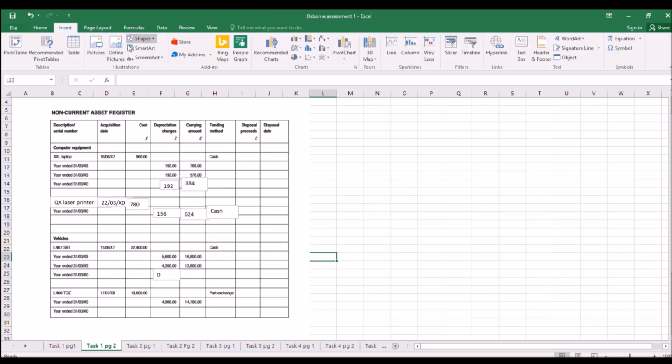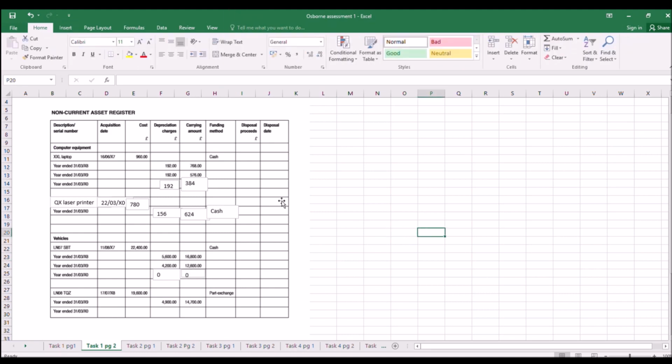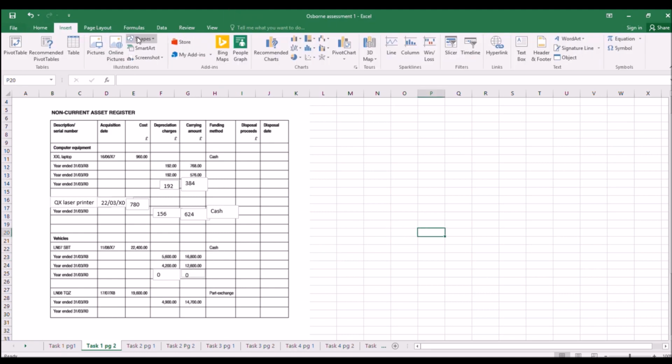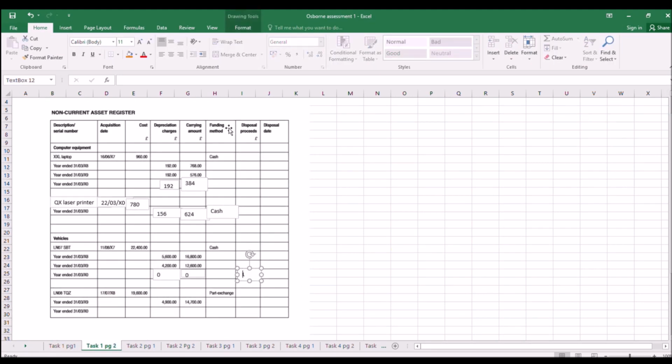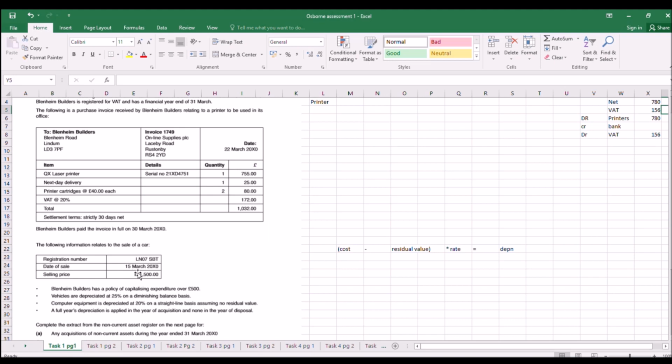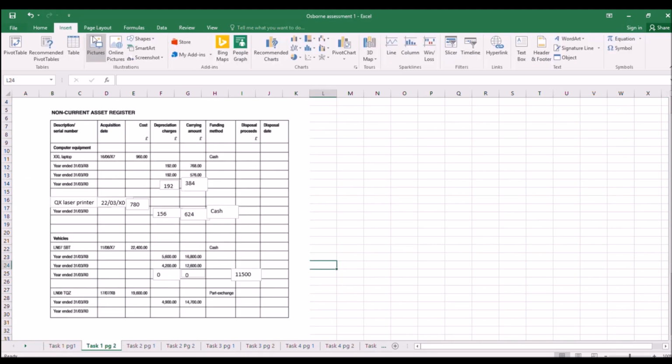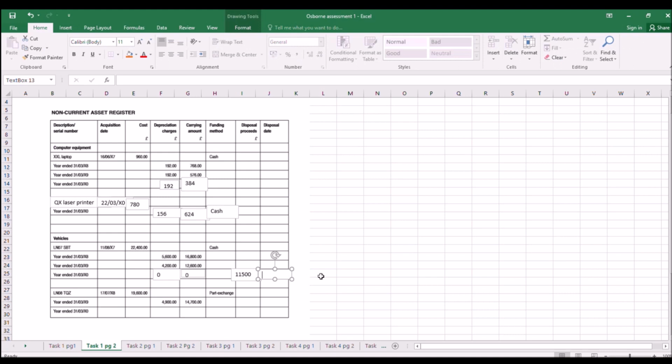And the carrying amount is going to go down to 0. There. We've got our disposal proceeds, which we're going to put in here. What did we sell it for? 11,500. And the disposal date was 15th of March. As long as you know what you're doing, you just keep your head together. This is quite a nice question because we're just filling in a few boxes really, aren't we?